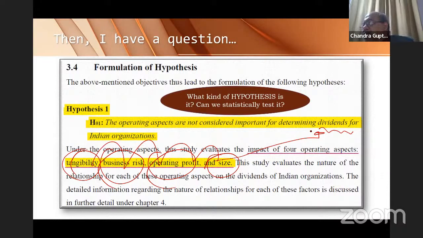That will be our null hypothesis. Operating variables do not have any impact on dividends. Madhu, coefficients of operating aspects are jointly equal to 0. Kavita, right, absolutely right.